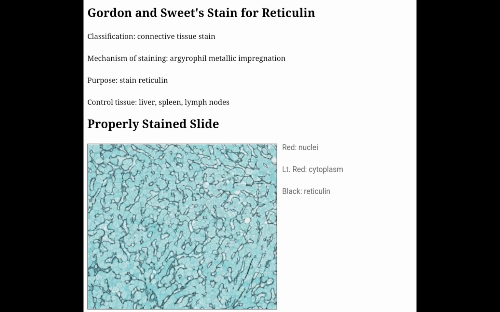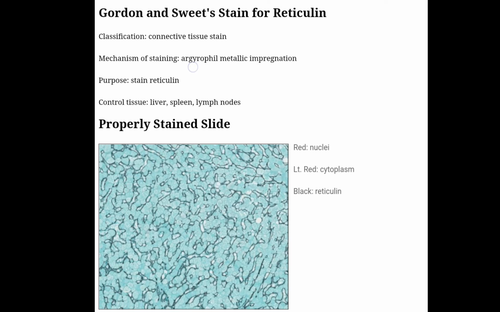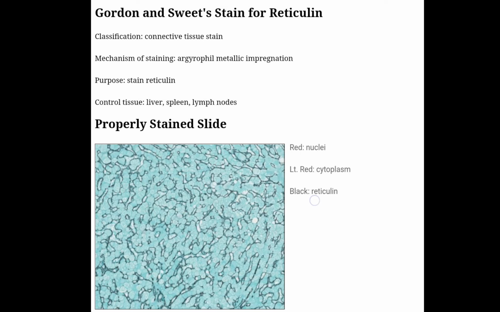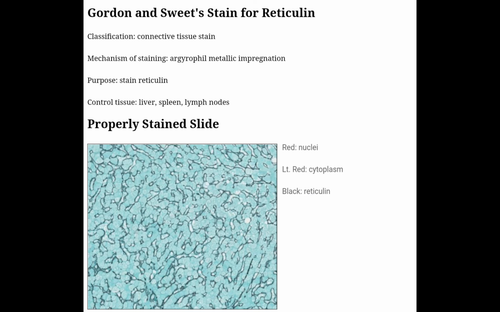So reticulin stain is argyrophilic, that is silver. It is a type of silver stain, and it stains the reticulin. Reticulin will appear black. Only one thing we need to remember, that reticulin will appear black on Gordon and Sweet stain.